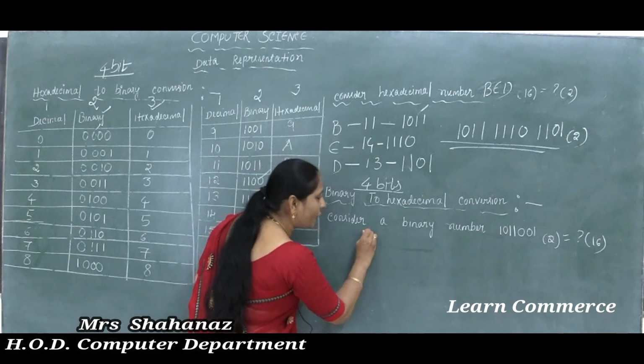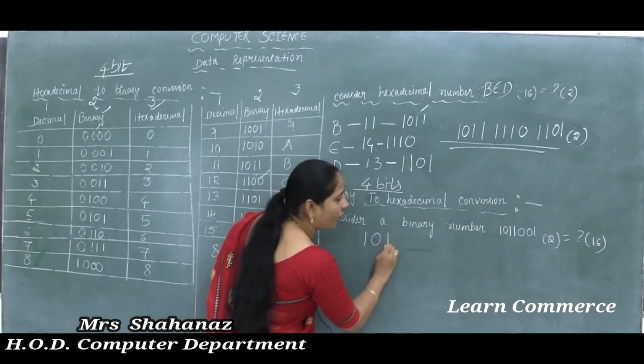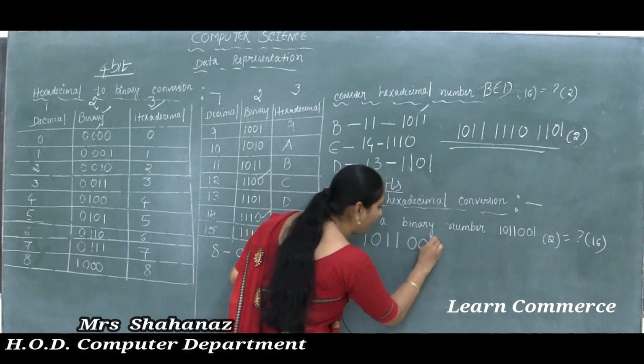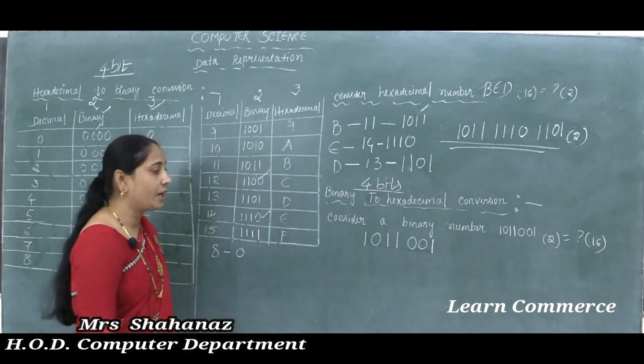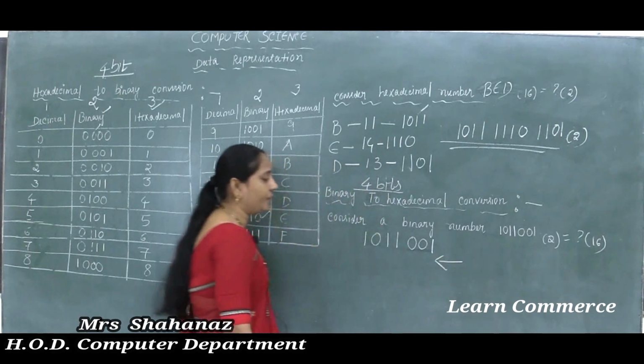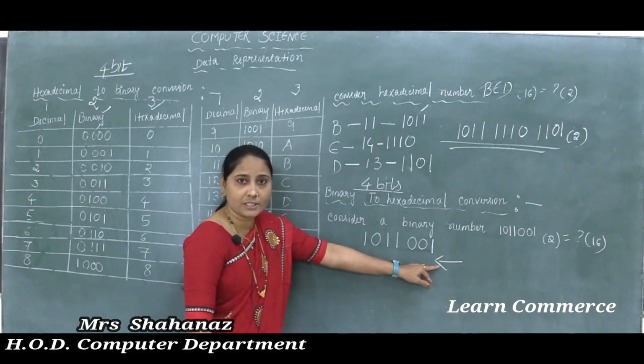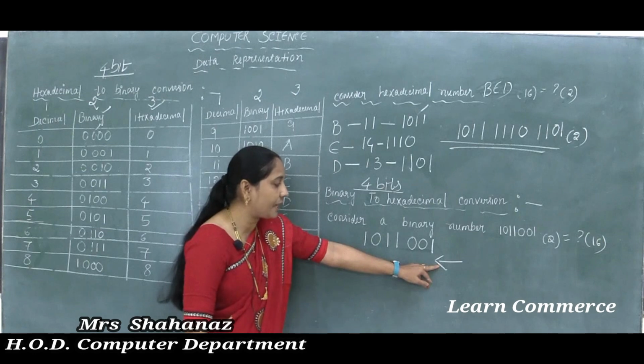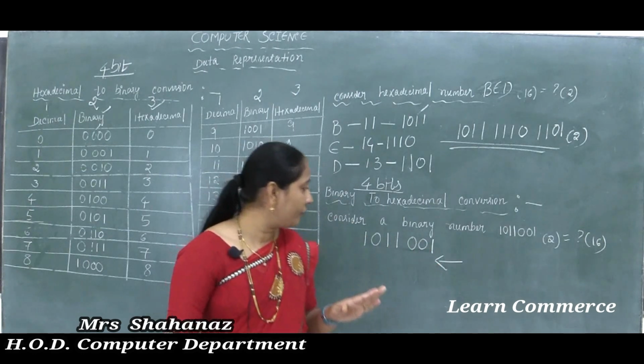Clear this one? So maybe one question: 10110001. Okay, so this is the question. How are we going to make the conversion? We need to start from our right side. Clear this one? We need to start from the right side.